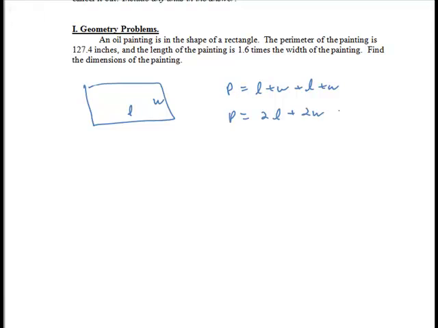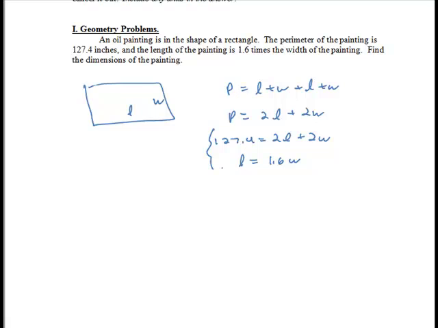Now, problem 9 is not asking us to find the perimeter, it's giving us the perimeter. 127.4 is equal to 2 times the length plus 2 times the width. And then it gives us a relationship between the length and the width. It simply says the length is 1.6 times the width, so we can convert that statement directly into an equation. And now we have a system of 2 linear equations that we can solve using whichever method we prefer.